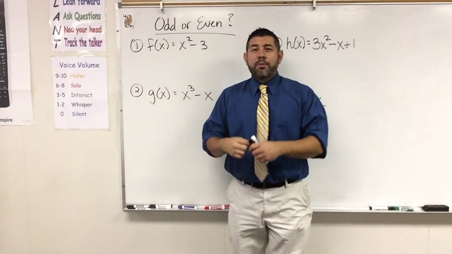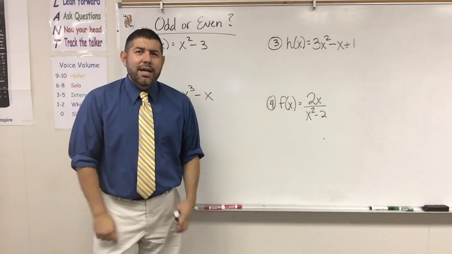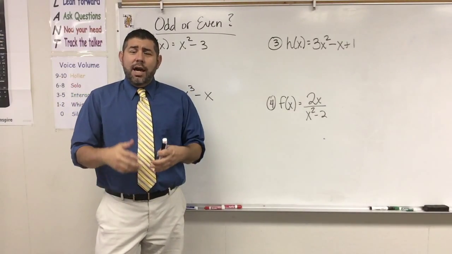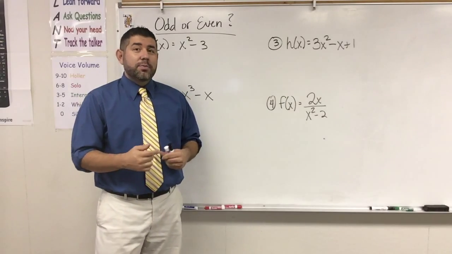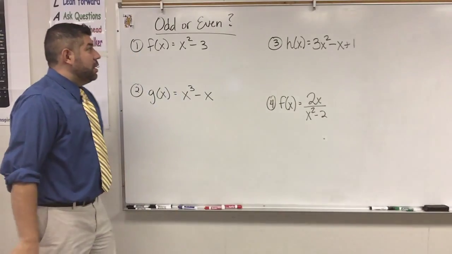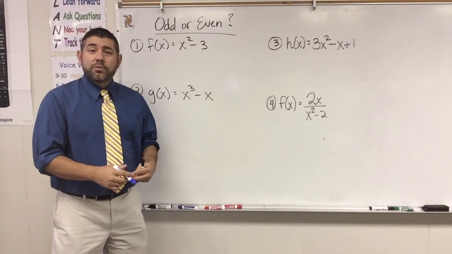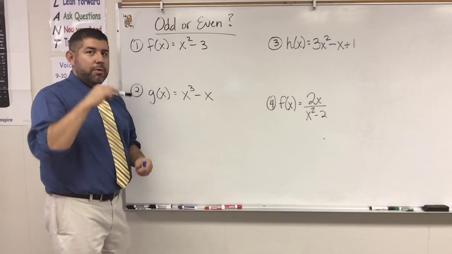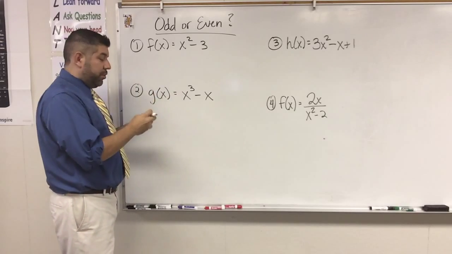All right, here we are with examples. These are examples of how we would find if something's odd or even using algebra. So what we do is we've got to remember the definitions from the previous part that I had up here previously.